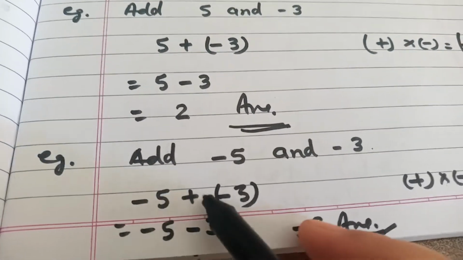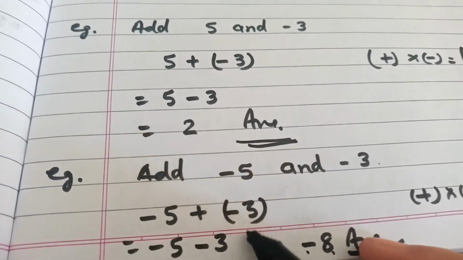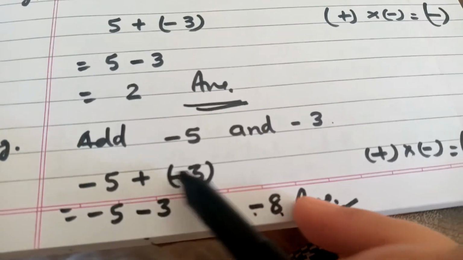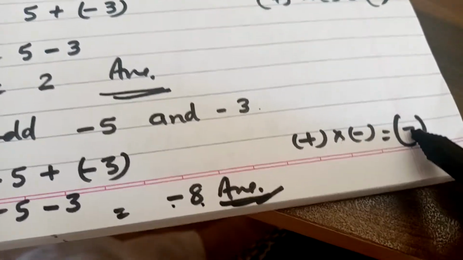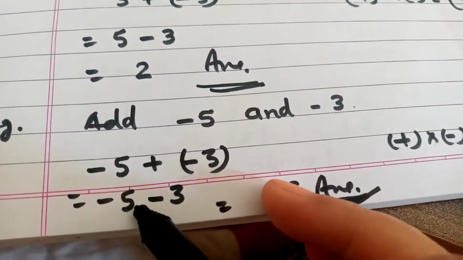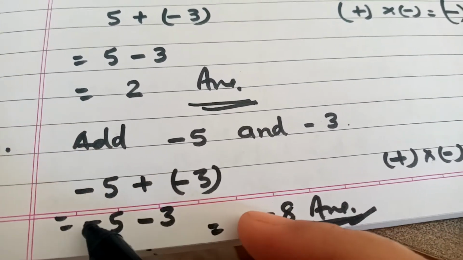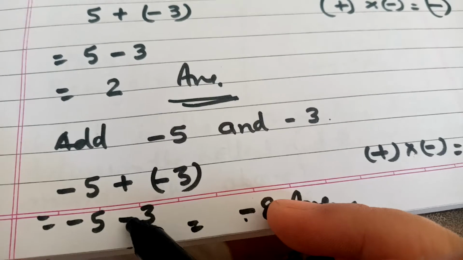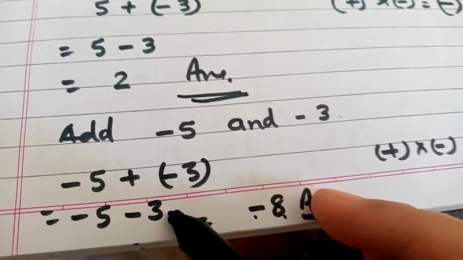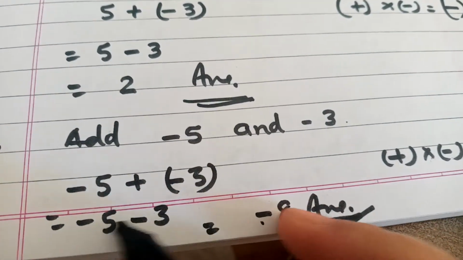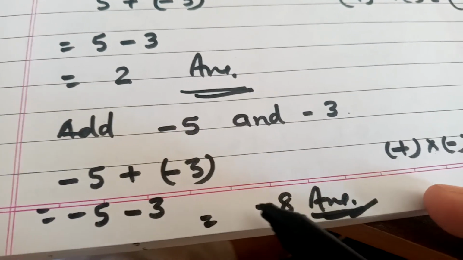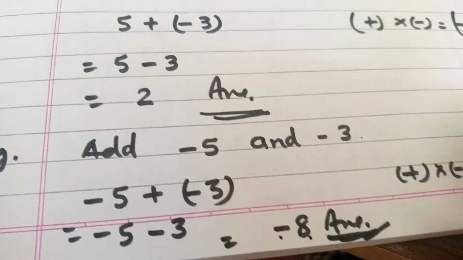Now come to the next example, if we add minus 5 and minus 3. First minus 5 plus minus 3 in bracket. Again plus and minus will be minus. Minus 5 minus 3. Again minus and minus we will add. 5 plus 3, 8. Bigger number is 5. So sign will be minus 8.